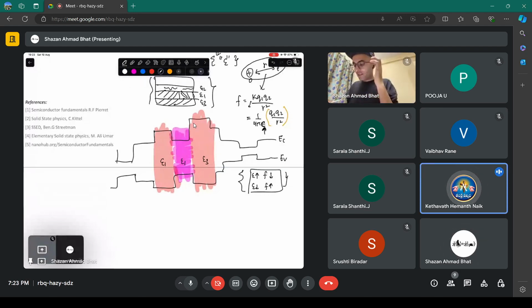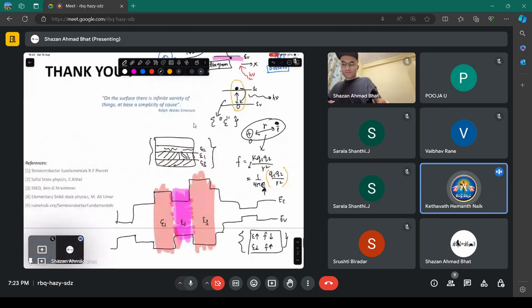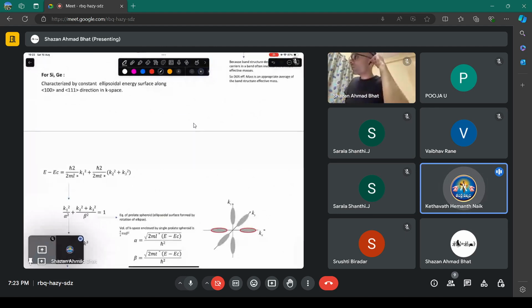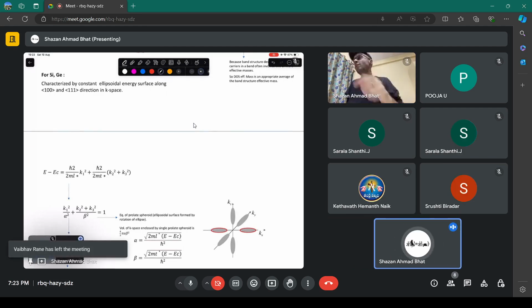Very nice explanation. Thanks. Sir, lastly, I have one doubt. Yeah, sure. Are the electronic band gap and optical band gap both the same, or different? No, no, there's a difference. The electronic band gap is different, and the optical band gap is different.